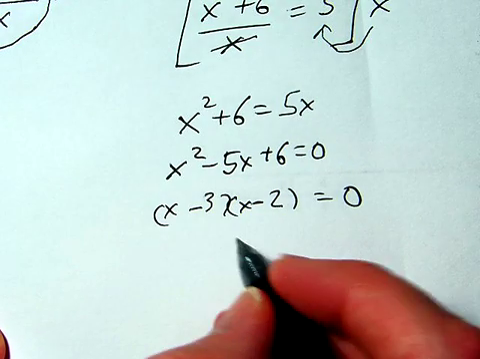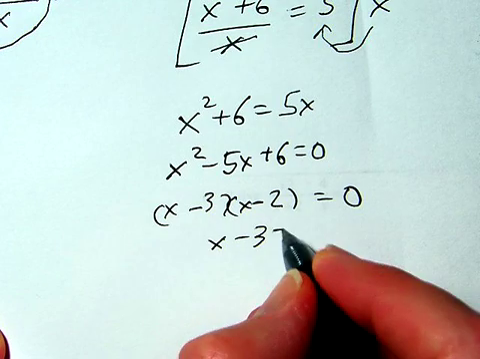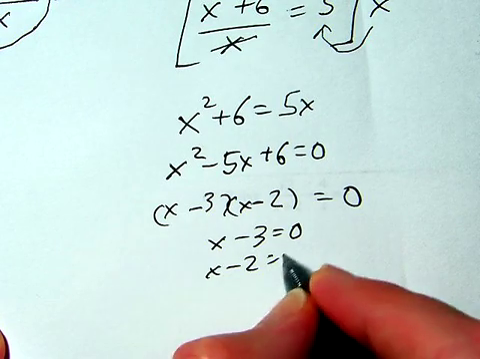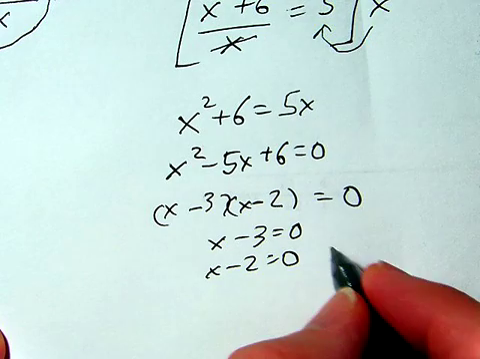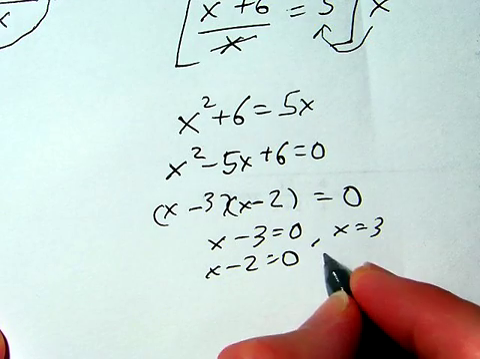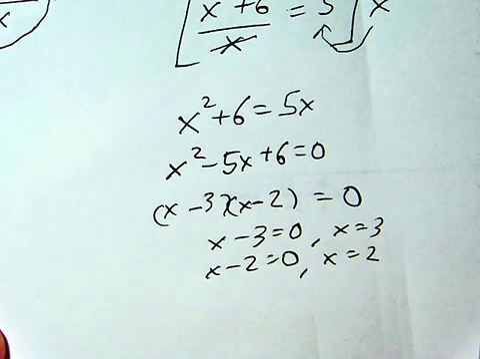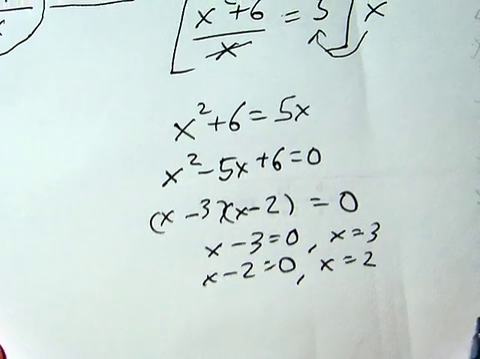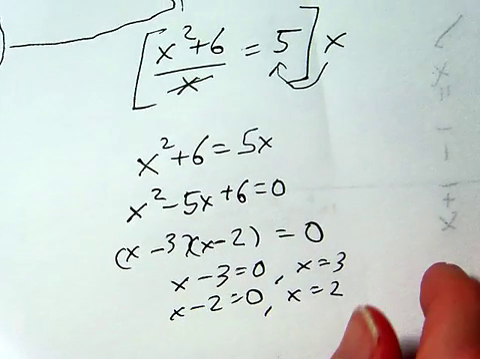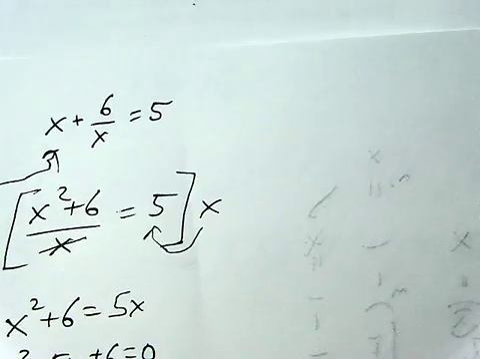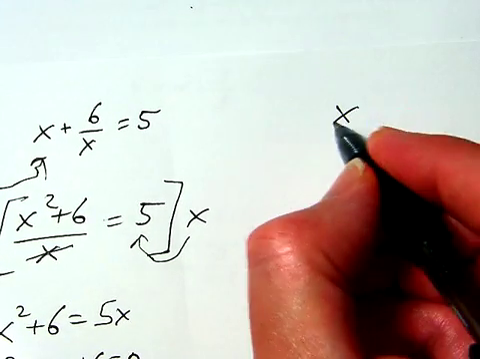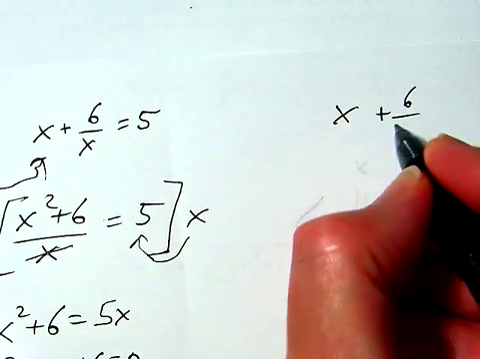So our answers here would be, solving each of these smaller equations after we've set each factor equal to 0, x equals 3, or x equals 2. Well, let's go ahead and see if they both work. So let's try both 2 and 3 in the original equation, x plus 6 over x equals 5.